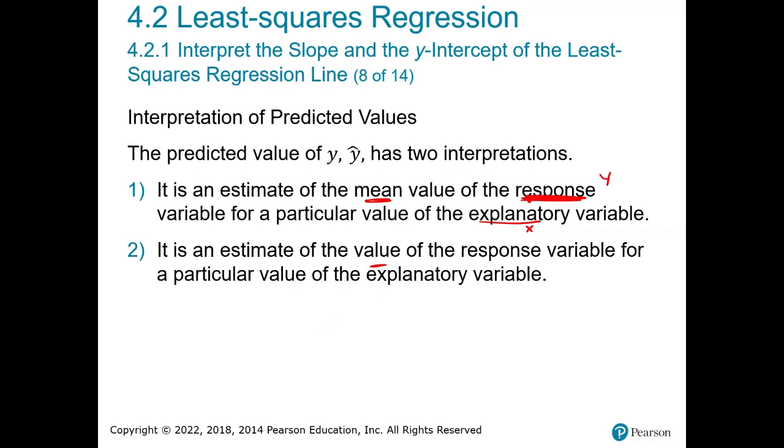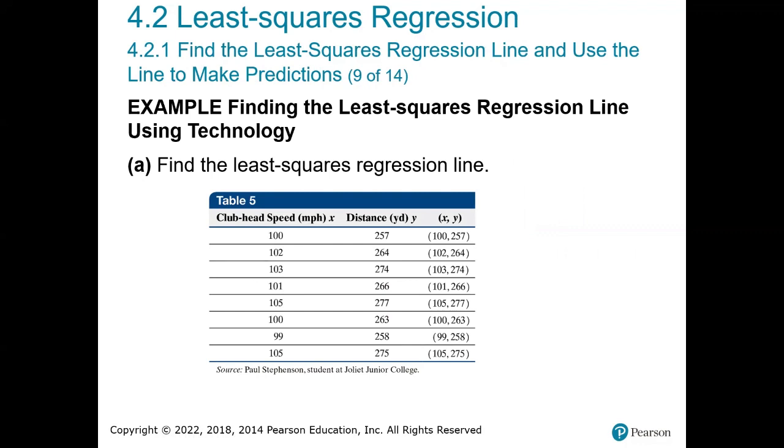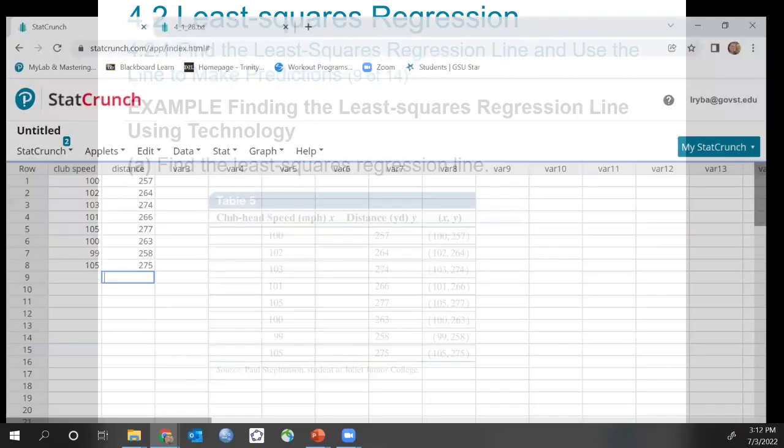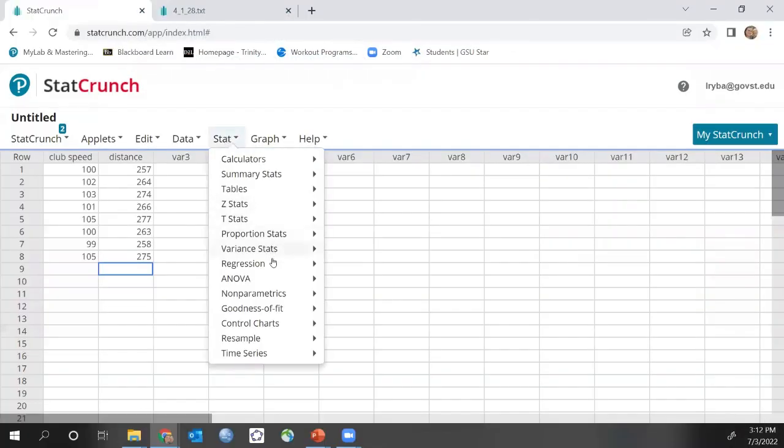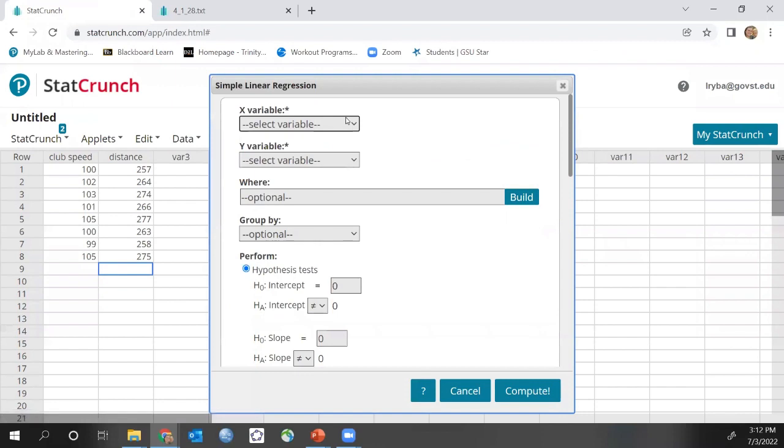Okay, so how did we do this in the technology? Well, you did it last time. You just didn't know that you did it last time. So it was in these results from before when we went to stat, regression, simple linear. We selected x and we selected y.